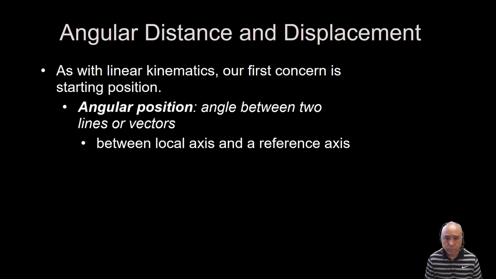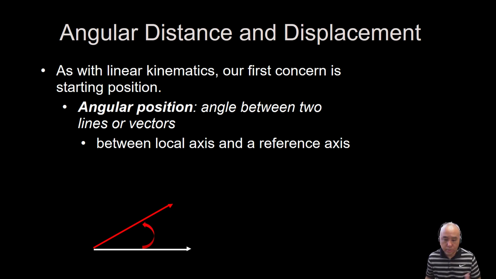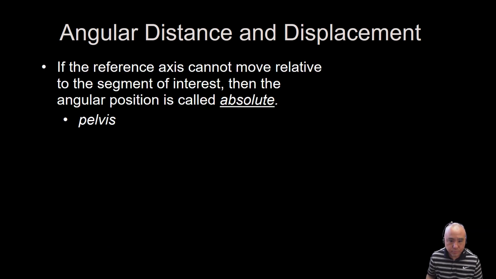So, as with linear kinematics, our first concern with angular motion is angular position, or the starting position. That is simply the angle between two lines or two vectors, or, as I'm going to show you in a second, between a local axis or a locally defined axis and a reference axis. So for example here, let's just say I wanted to measure that angle in the red, that line, with respect to the horizontal axis, or the x-axis in this case.